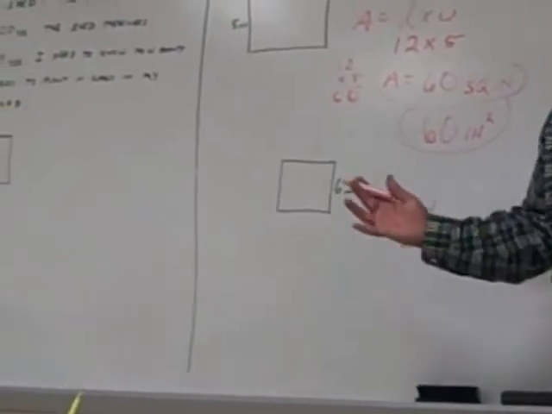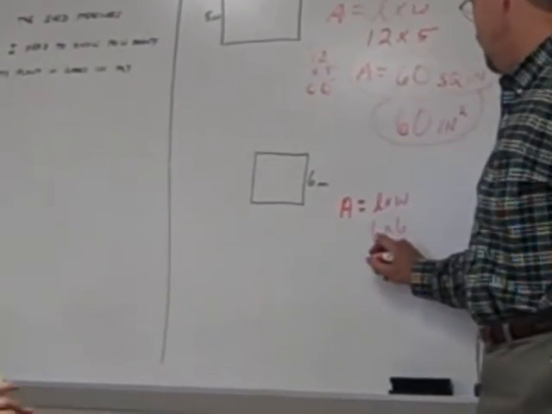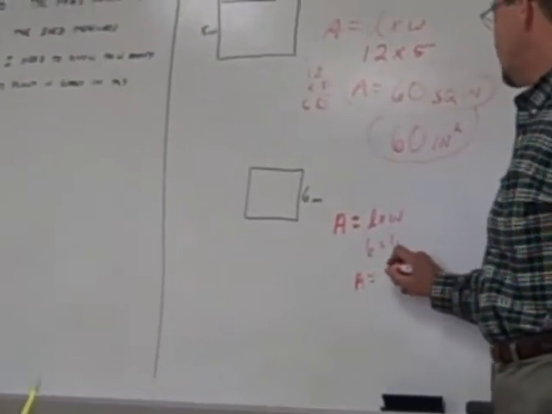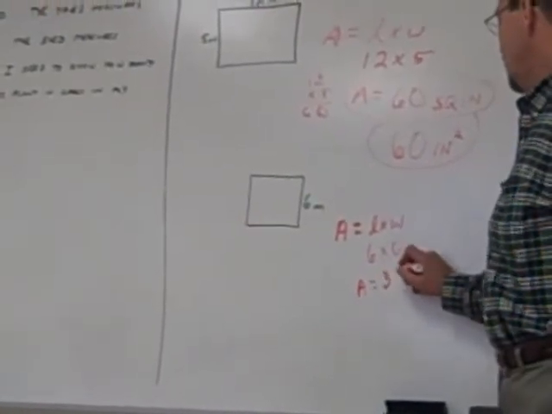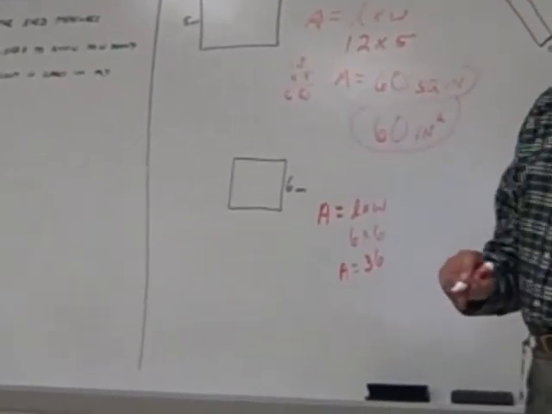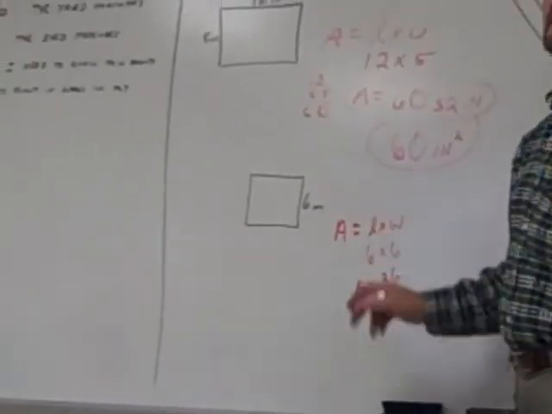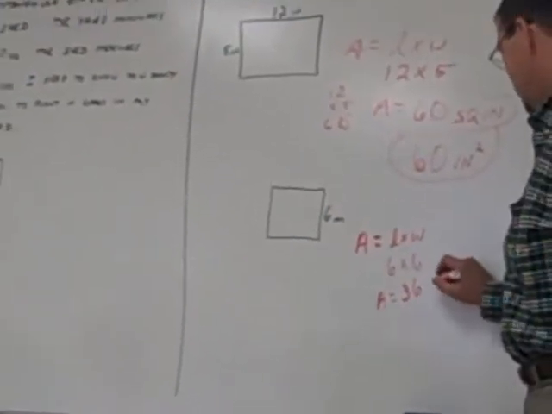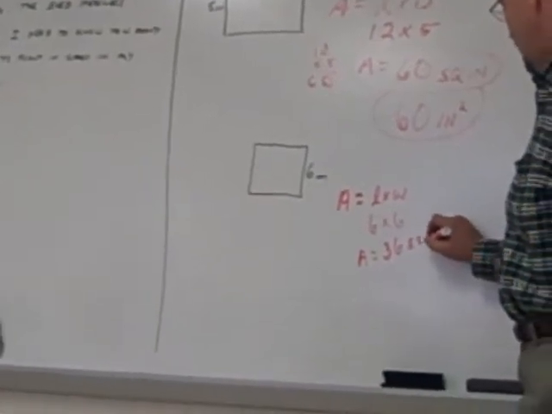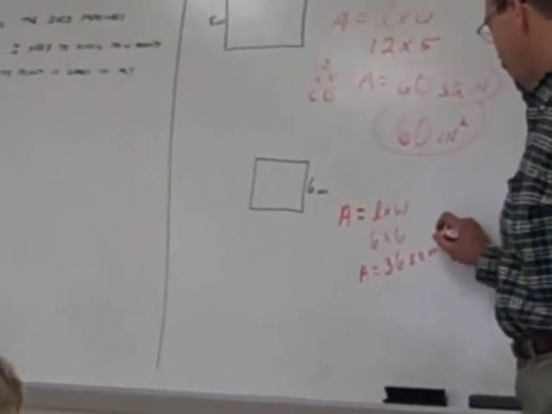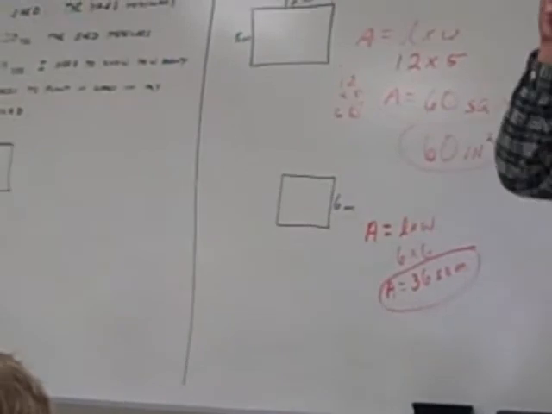Well, again, pretty easy, eh? So, what's the area? 36. 36 inches squared. 36 millimeters squared. Square meters. So I can put SQM or M with a little 2.